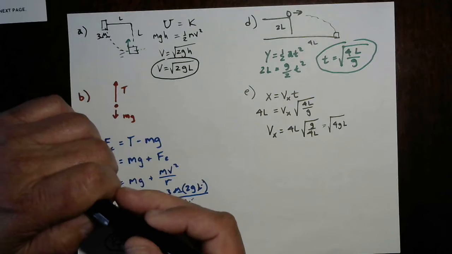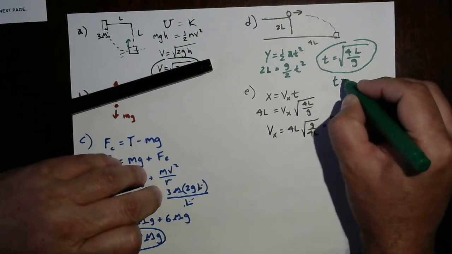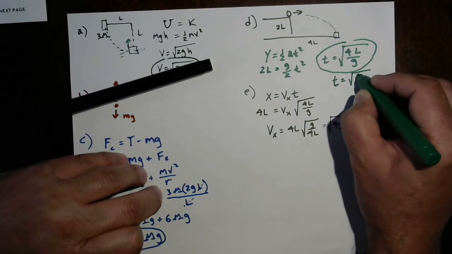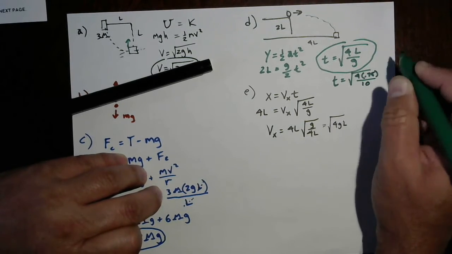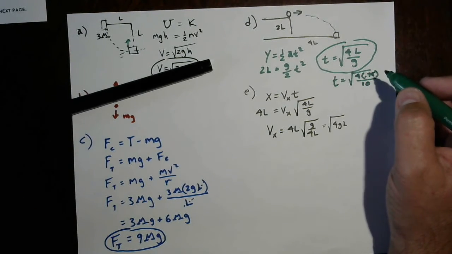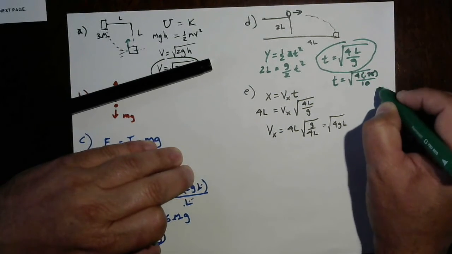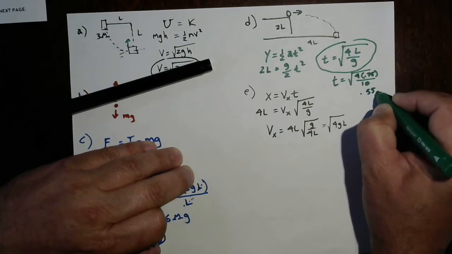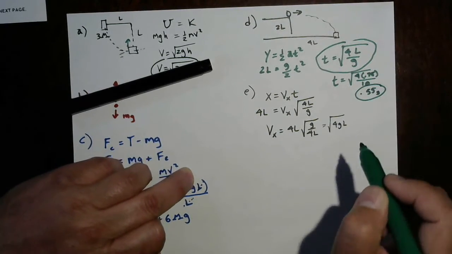Okay, let me go back before we do this, and let's get some numbers in here, because t is going to be the square root of 4 times 0.75 over 10. You see, I'm going to use 0.75 as the L, and I'm going to use 10 for the g, and that's going to turn out to be 0.55 seconds. That's what should be circled, not that. This is true, but that's the actual answer.